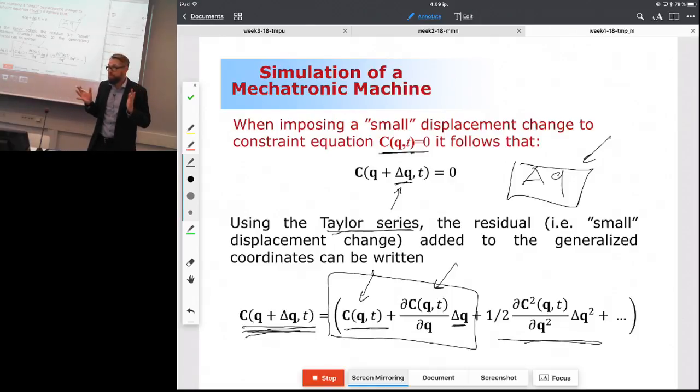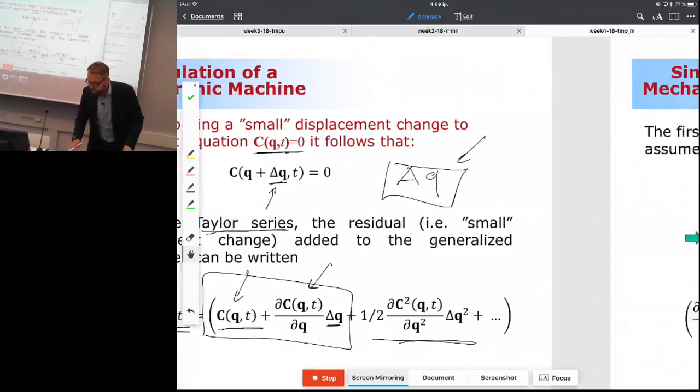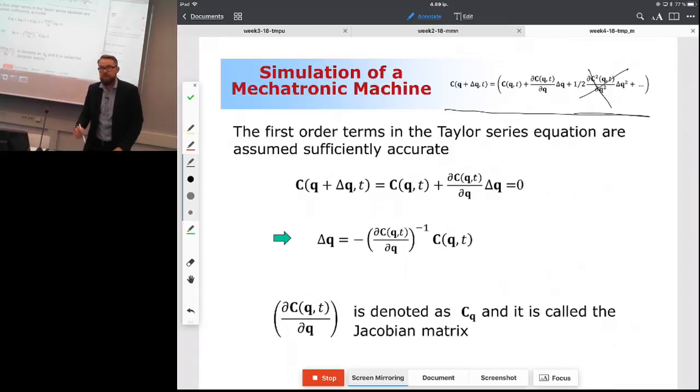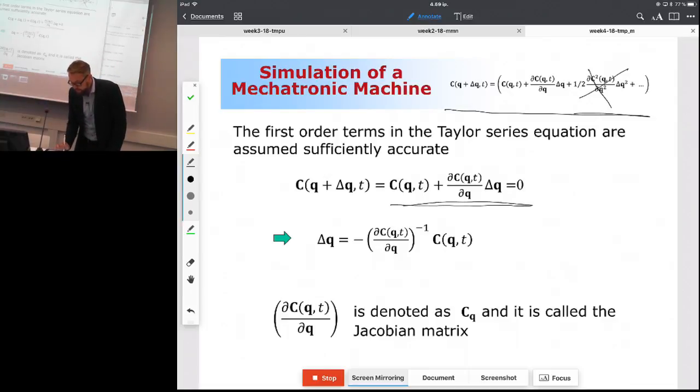You with me? Kind of. Okay? Now I'm making that assumption, so this is my original Taylor series, and I'm neglecting this and all other higher terms. I don't care about that. What is left is my first two components, and that's equal to 0. That's how I can express my equation. All right? So we are after this delta Q. That's what we really want to solve.